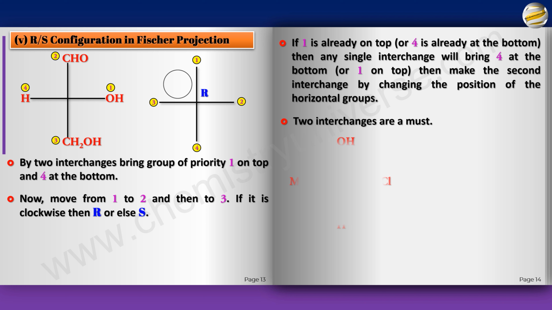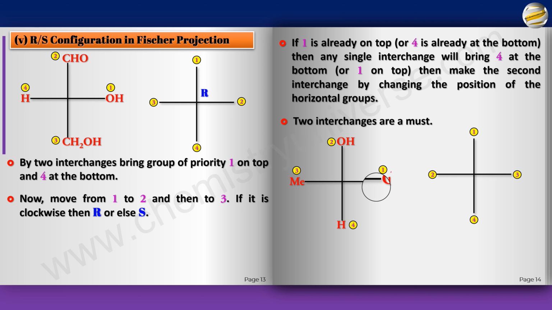So if you have a molecule like this, give priorities 1, 2, 3, 4. And remember 4 is already at the bottom. So first change this 1 and this 2. That will be 1 interchange and you will be able to get 1 on top. Then flip 2 and 3. So 2 comes on the left. And when you go from 1 to 2, 2 to 3, it's anticlockwise. S.